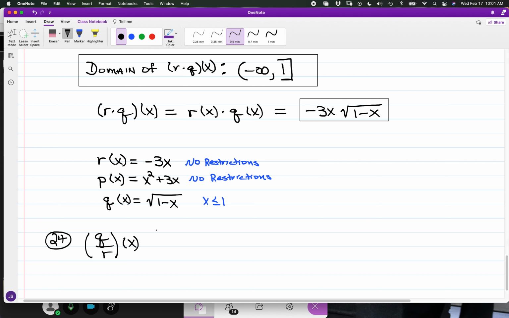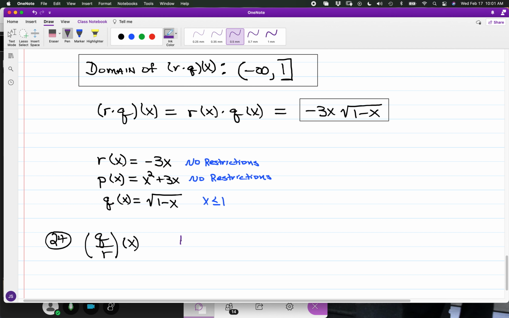We'll get to that in a moment. But for Q over R of X, now you have R of X has no restrictions. Q of X has it where X is less than or equal to 1. Now, through the framework of just combining the restrictions between R of X and Q of X, there's nothing from R of X, and there's nothing from P of X, but we're not working with P of X. But for Q of X, we have that X is less than or equal to 1.